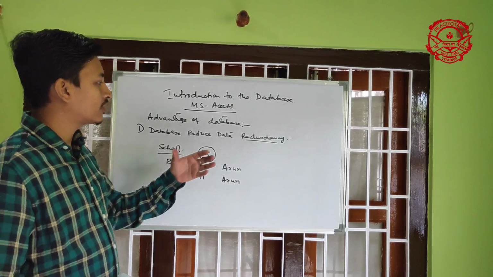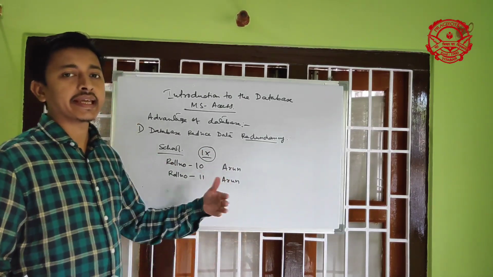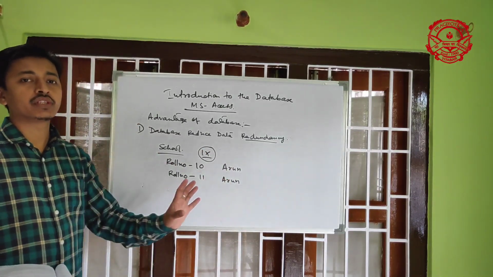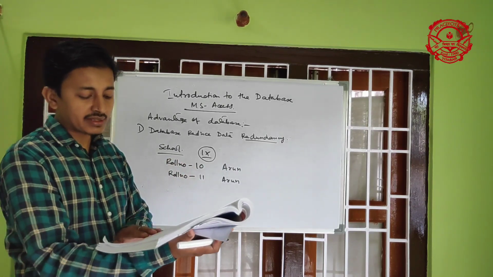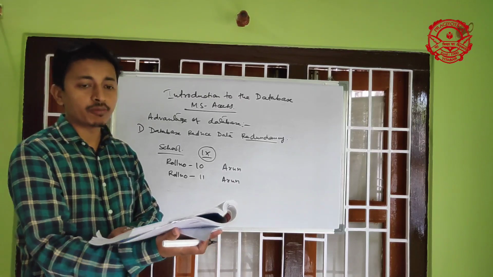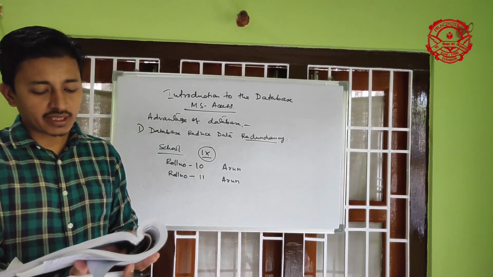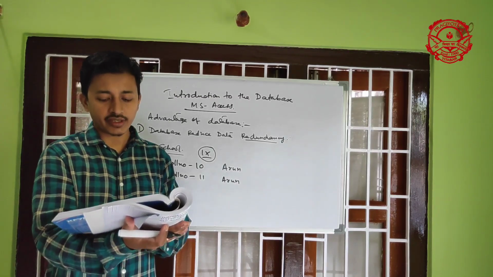It will not enter the same data again and again. It will reduce the redundancy. That is the main advantage of a database. Here you can see, data redundancy means duplication of data. This means that the information is duplicated at various locations.